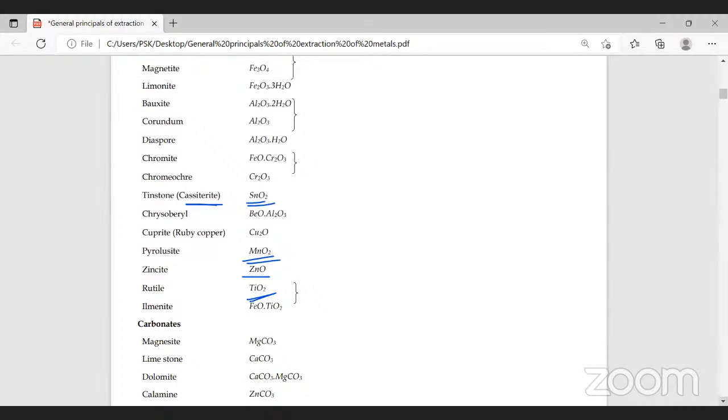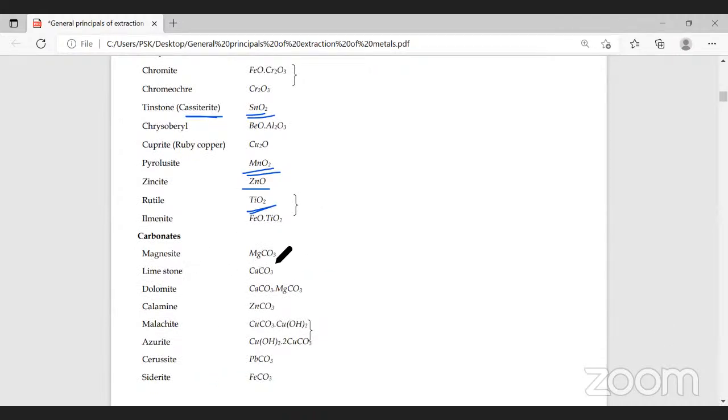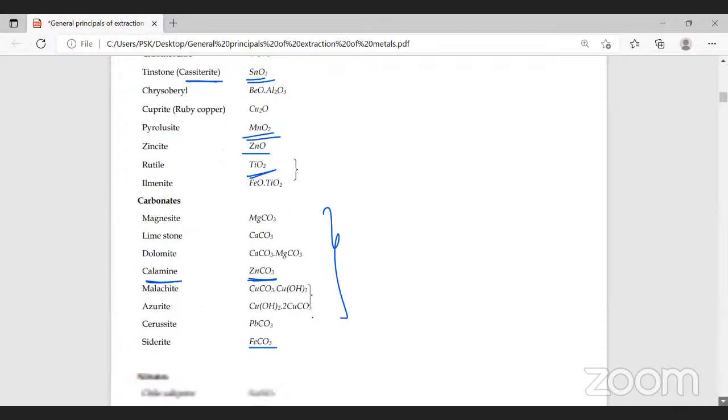Now the next is carbonate ores. Magnesite is magnesium carbonate. Limestone is calcium carbonate. Dolomite is a mixture of calcium carbonate and magnesium carbonate. Calamine is ZnCO3. Calamine lotion, which gives smoothness to the skin, contains zinc carbonate. Malachite is CuCO3.Cu(OH)2. Azurite is Cu(OH)2.2CuCO3. Siderite is FeCO3. All these are carbonate ores.